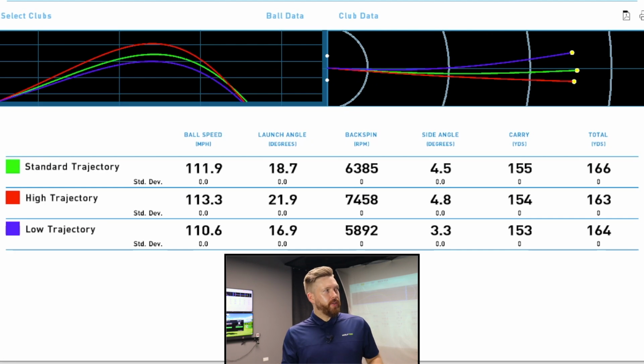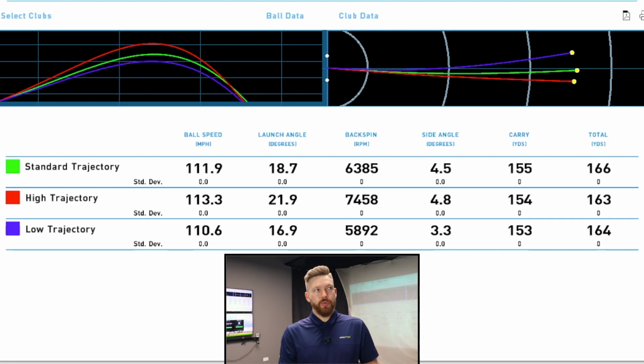So when you look at the data in a little bit of detail there, you can see there in the launch angle with the high trajectory 21.9, with the low trajectory 16.9. So quite a big difference there, 5 degrees difference in launch, and then right in the middle there 18.7 is the standard trajectory. So you can see the differences there in the launch. Not surprisingly, the spin rate reflects that as well. So 6,385 for the standard. The high trajectory was obviously the high spin at 7,458, and then low trajectory 5,892, which is the lowest spin.